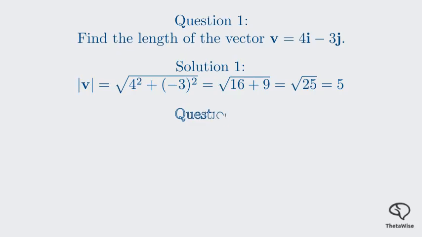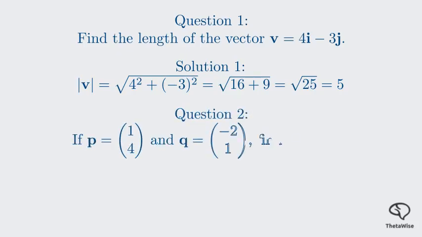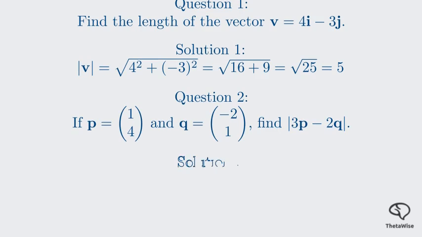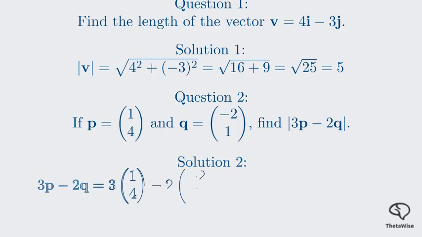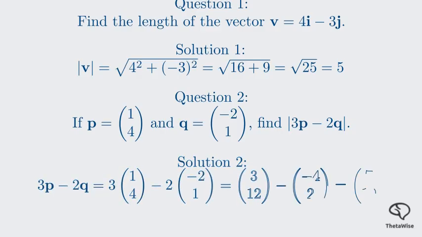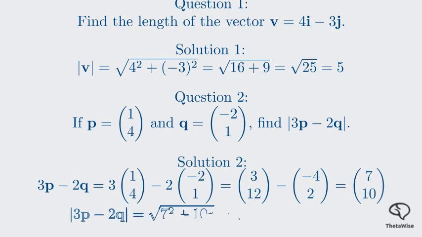Question 2 asks for the magnitude of a linear combination of vectors p and q. We will first calculate the resulting vector and then find its magnitude. Pause the video and solve this. First, we calculate the vector. 3p minus 2q is 3 times the vector (10, 4) minus 2 times the vector (2, 1). This gives us the vector (30, 12) minus the vector (4, 2). Subtracting component-wise, we get the vector (26, 10). The magnitude is the square root of 26 squared plus 10 squared.